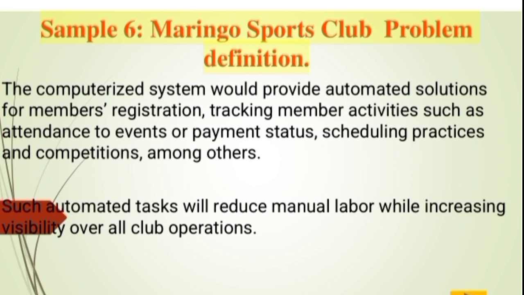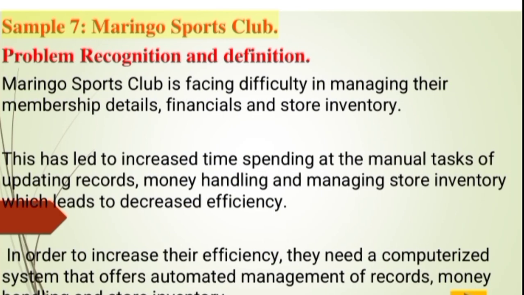Sample 6. Maringo Sports Club. Problem definition. The computerized system would provide automated solutions for members' registration, tracking member activities such as attendance to events or payment status, scheduling practices and competitions, among others. Such automated tasks will reduce manual labor while increasing visibility over all club operations.